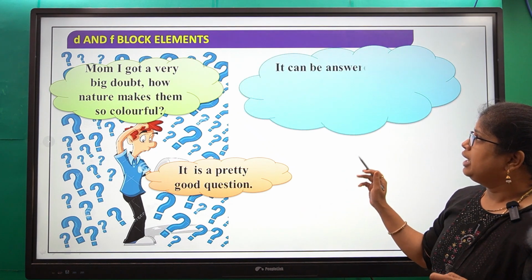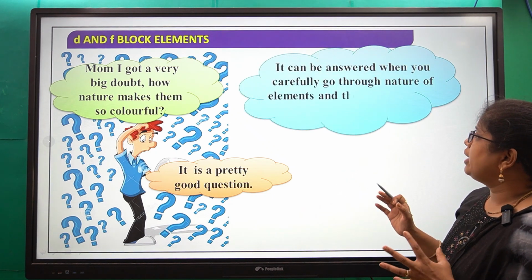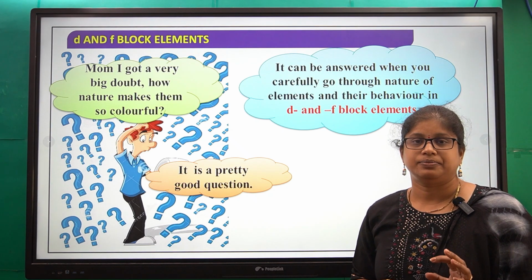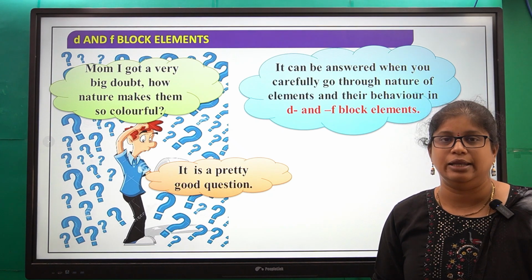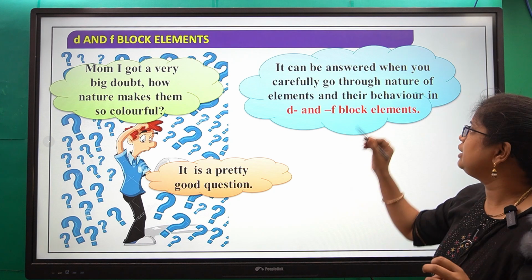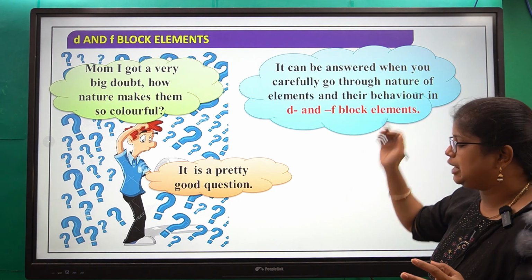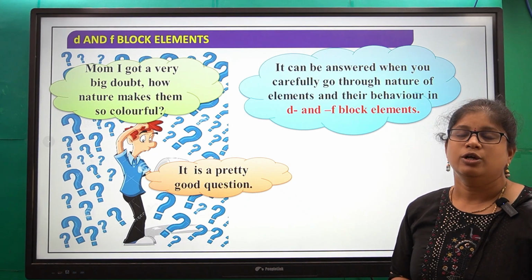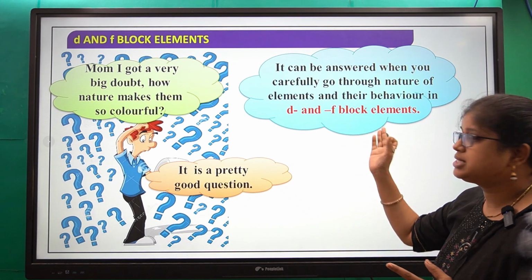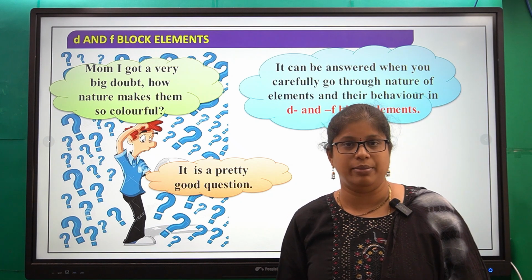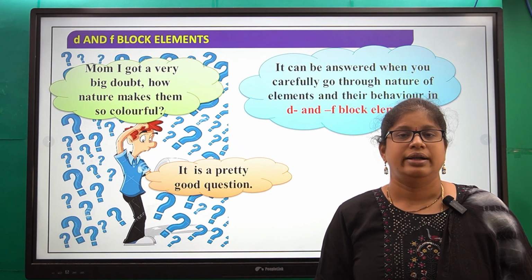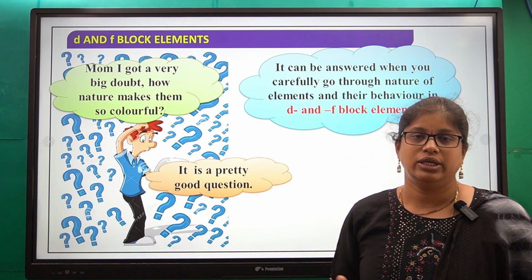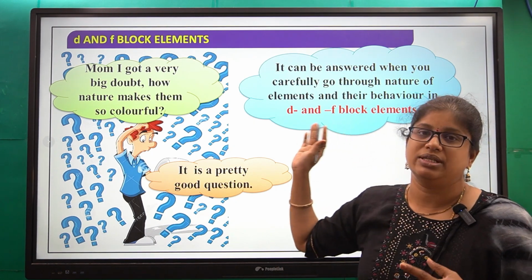It can be answered when you carefully go through the nature of elements. Already we know the elements. So if you clearly go through the nature of these elements and their behavior, then you will get the answer. Okay, so what are those elements? D and F block elements. Mostly D and F block elements are available in the ionic state. In those ionic states they exhibit the colors.